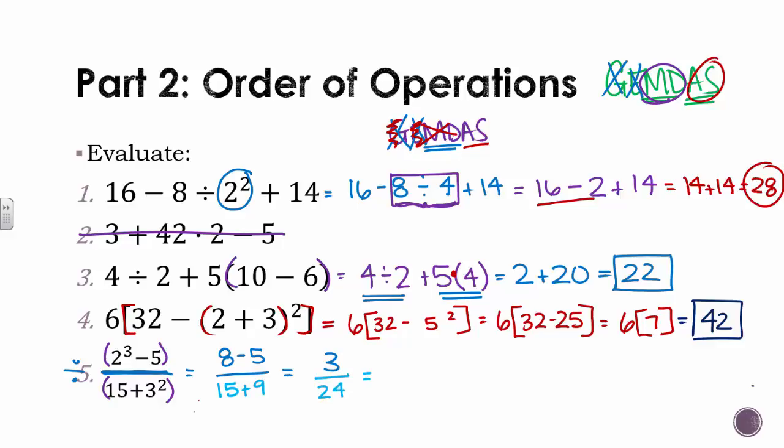And now you can rewrite this if you really want to. What is 3 divided by 24? And since this is an improper fraction, it's not going to be as easy as if it was 24 divided by 3. But we can still simplify this. 3/24 is the same thing as 1/8.